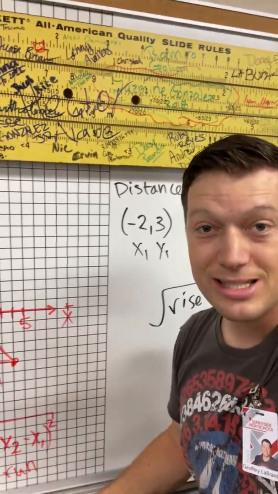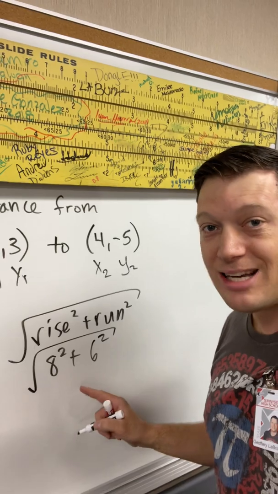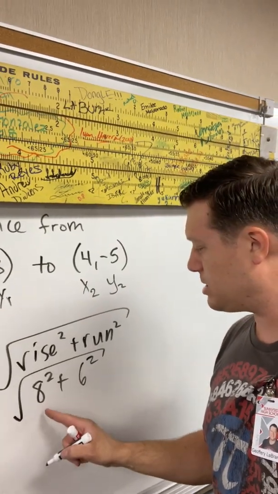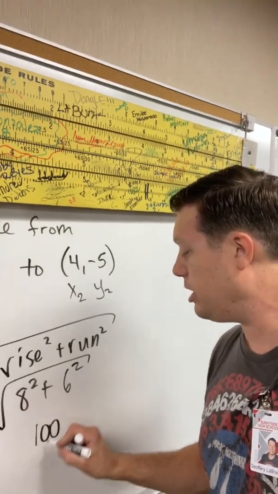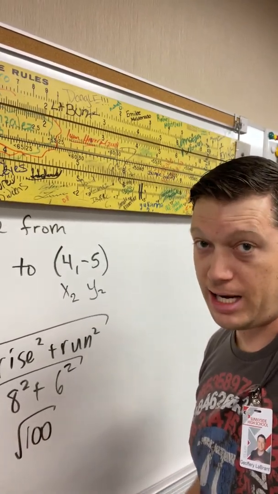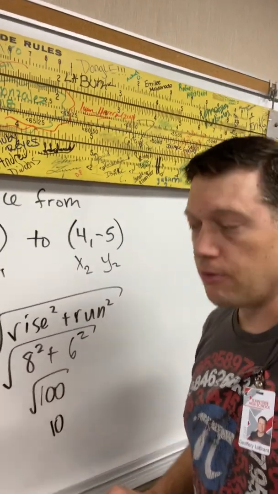It's also 6. So we have the mathematics of 8 squared plus 6 squared. That's 64 plus 36. 64 plus 36 is 100, but we still have to square root our answer to actually get the distance. 100 square rooted, that'll be 10 for our answer.